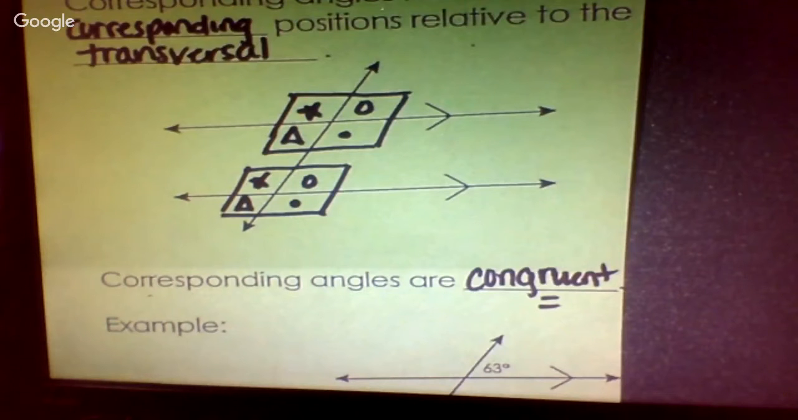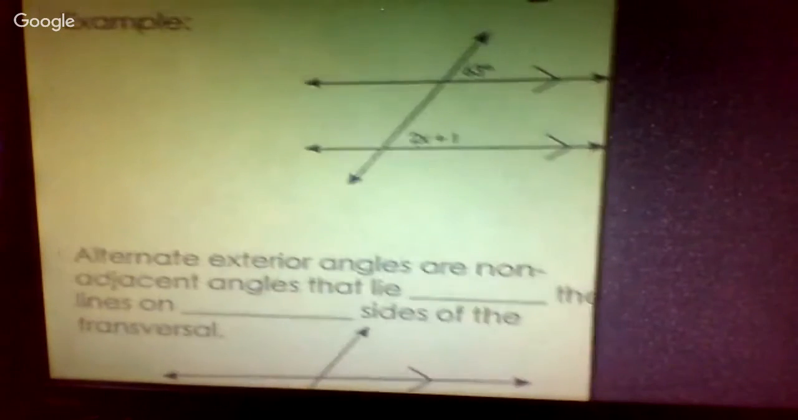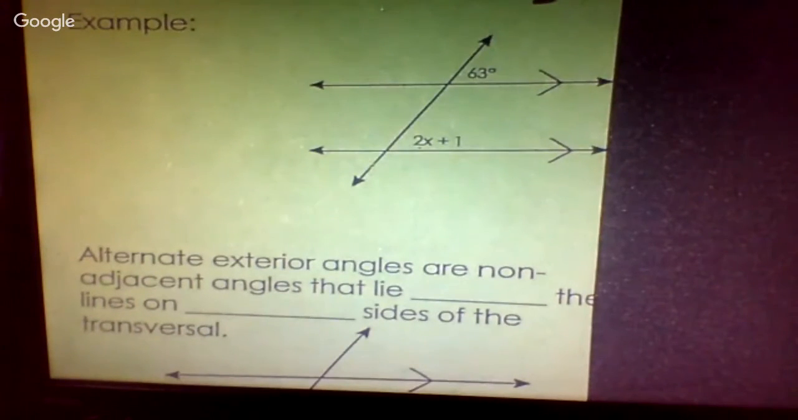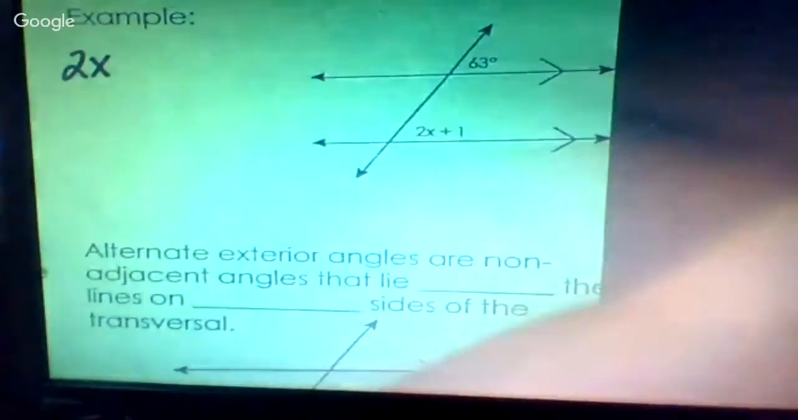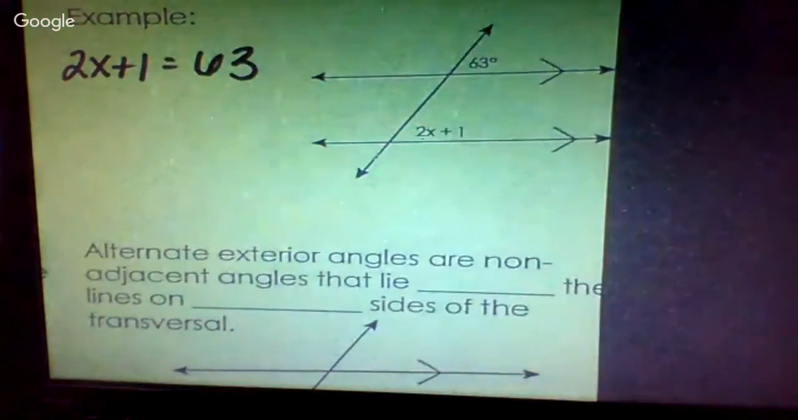And you told me they're congruent. So when you find a picture that shows you corresponding angles, okay, 63 is on the top left, 2x plus 1 is on the top left. So these are corresponding angles. You told me they're congruent, which means that they're equal. So we set them equal to each other. So 2x plus 1 equals 63.